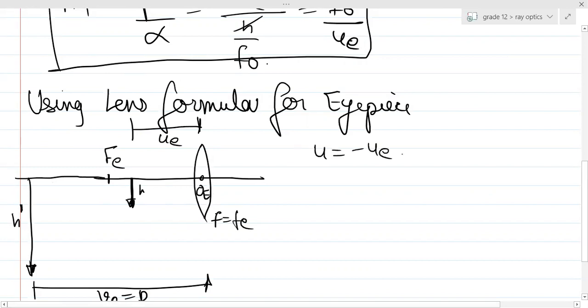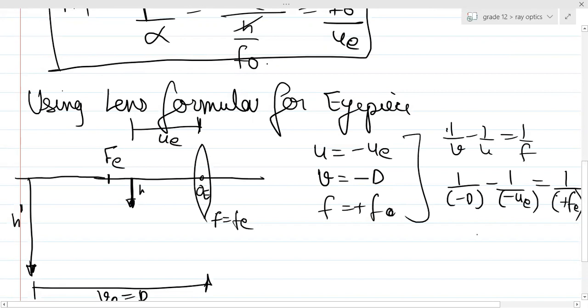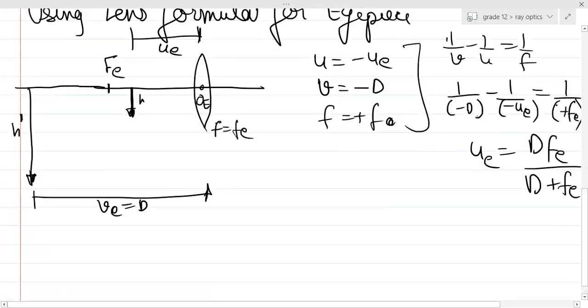Can you see, the object distance is minus UE, the image distance is the least distance of distinct vision, and the focal length is plus FE. So I can apply the lens formula 1 by V minus 1 by U equals 1 by F. So 1 upon minus D minus 1 upon minus UE is equal to 1 upon plus FE. When I solve this, I'll get UE equals DFE upon D plus FE. Please don't put signs, है ना? Because I am already putting the signs.